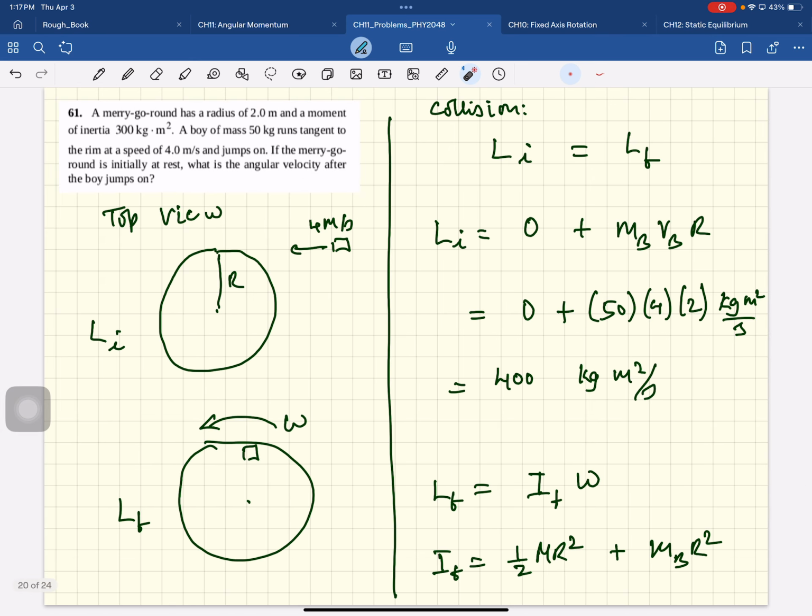Now, if you wanted it to keep rotating faster, what could you do? You could have more boys jump on it. There you go. The heavier the boys and the faster they're jumping, the faster it'll rotate. So you can keep adding angular momentum.